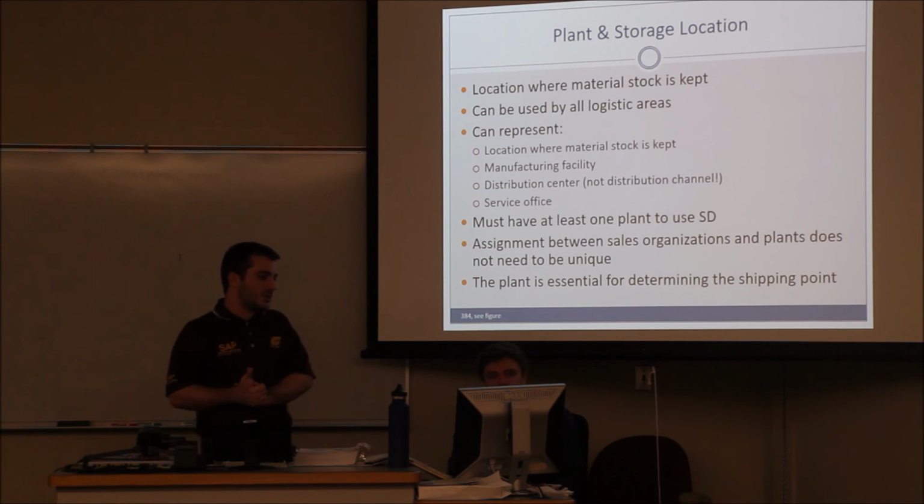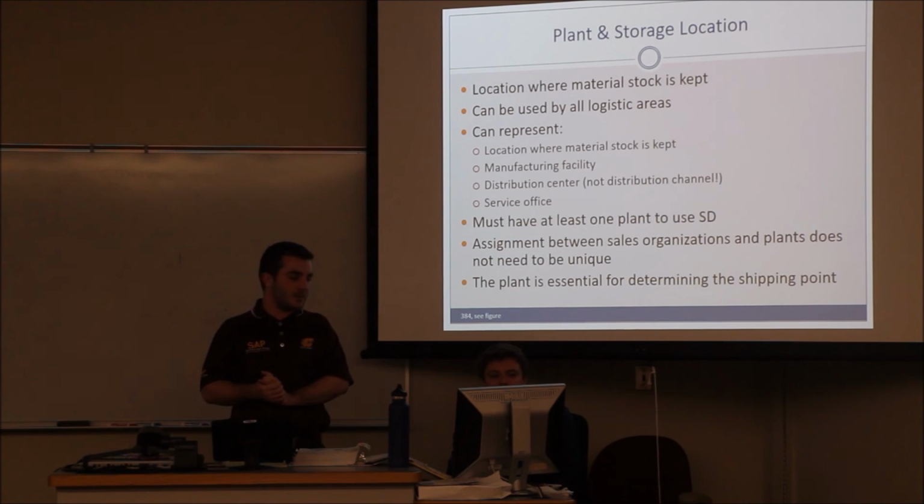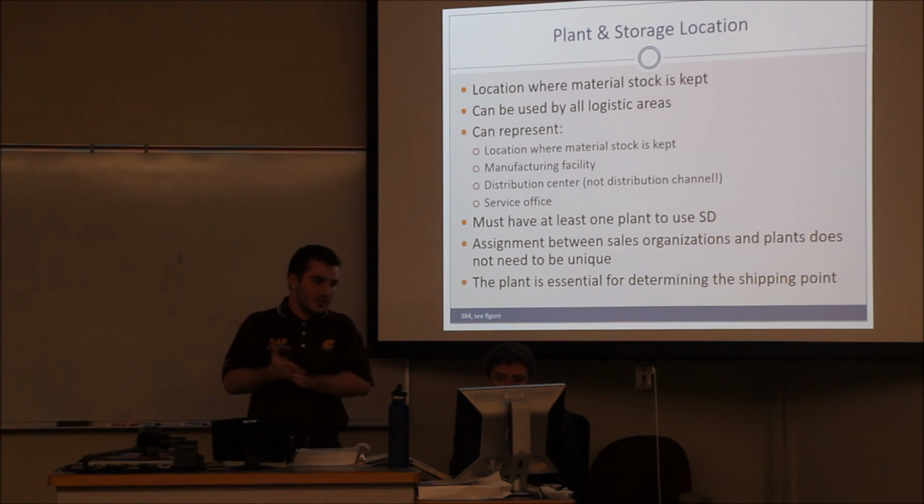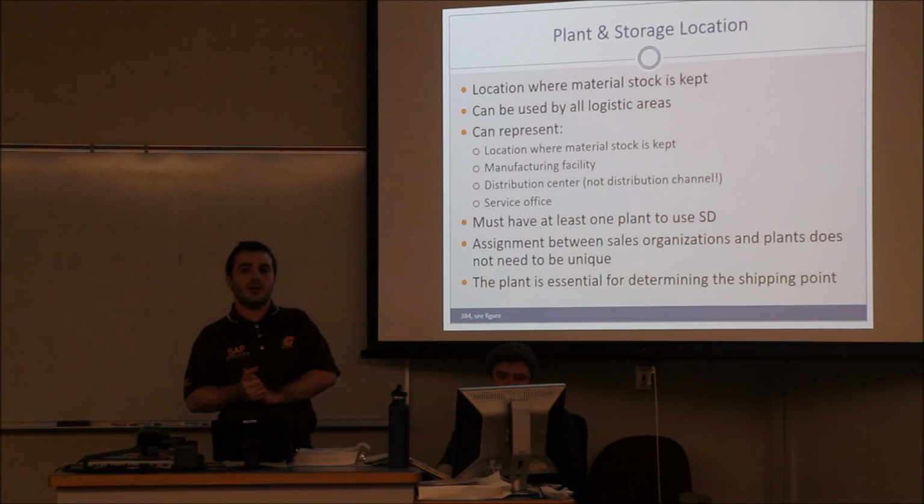Plant and storage locations. This is where the material stock is kept. It can be used by all logistic areas, and it can represent the location where the material stock is kept, the manufacturing facility, the distribution center, and where services are used. You must have at least one plant to use sales and distribution. Mostly all company codes have at least one plant, but it is not necessary. The assignment between sales orgs and plants does not need to be unique.